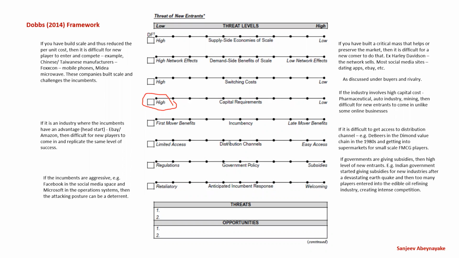Sometimes the government might put restrictions just to safeguard certain industries which are strategic, and therefore new entrants will find it difficult. Sometimes the government will come and encourage new players to come in and experiment, and sometimes they want to destabilize monopolies. So if that's the case, then the threat of new entrants can increase.